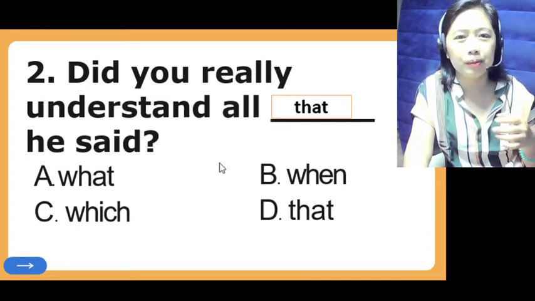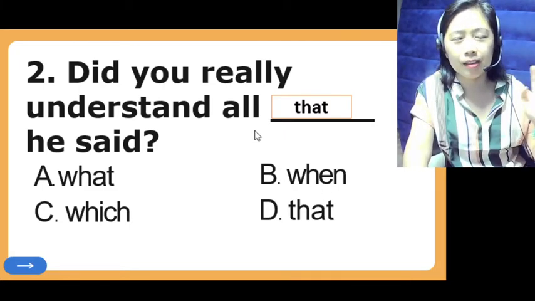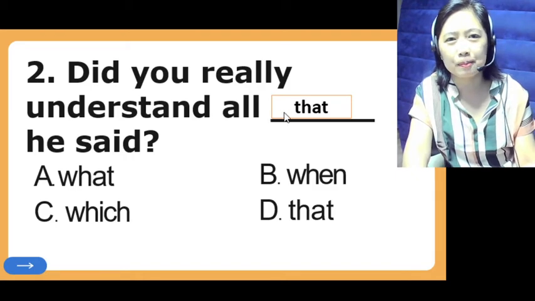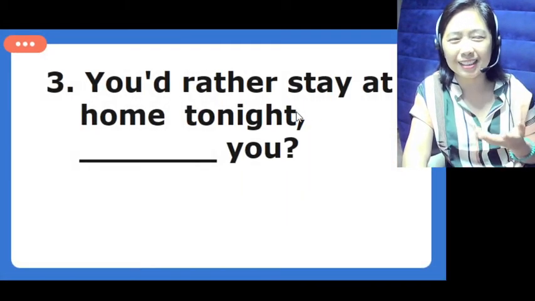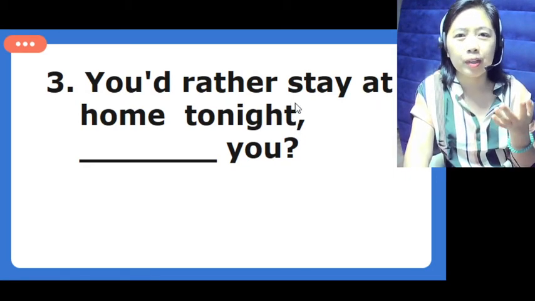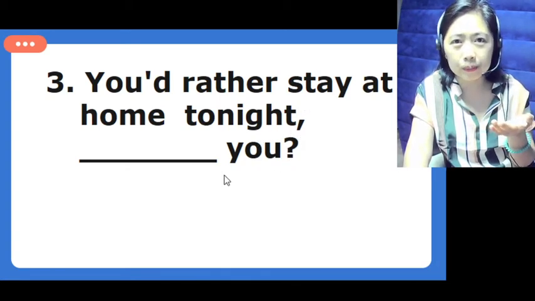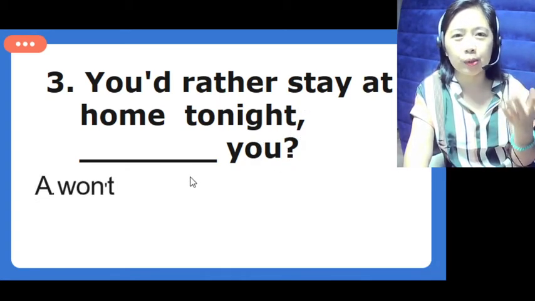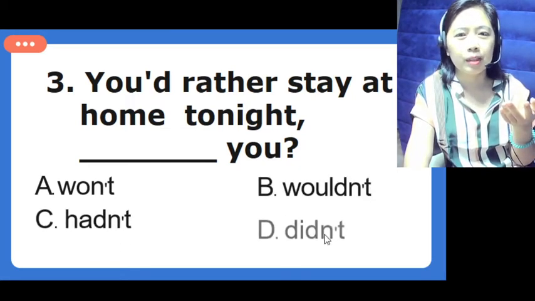We don't know what it is, so we can't say when he said. So it's ideas. You're talking about ideas here. I hope I'm also not getting fast. I hope you got my explanation well. Okay, number three here. You'd rather stay at home tonight, blank you. We have our choices: won't, wouldn't, hadn't, didn't.